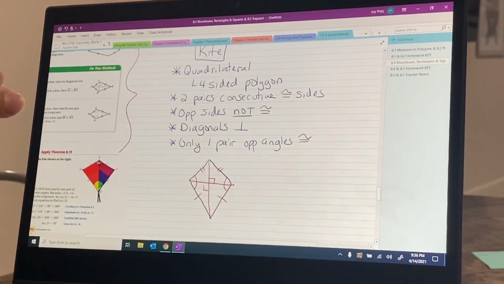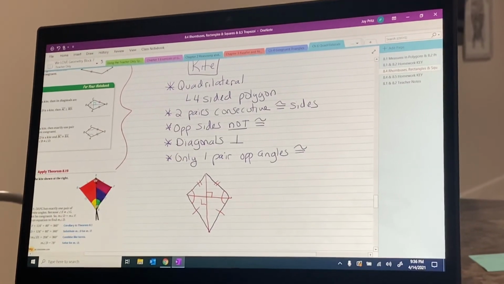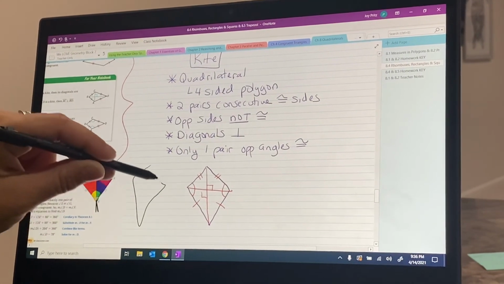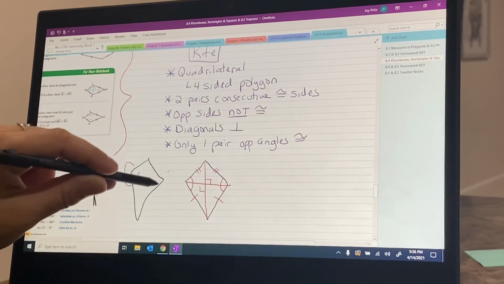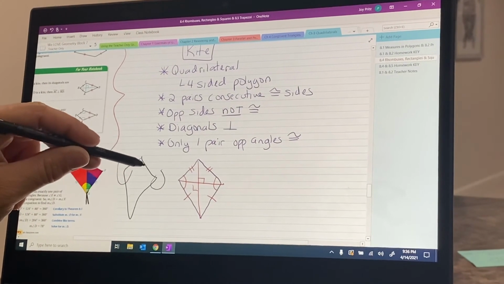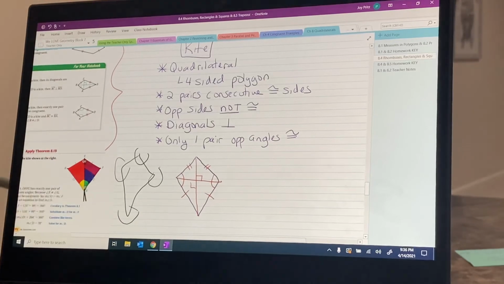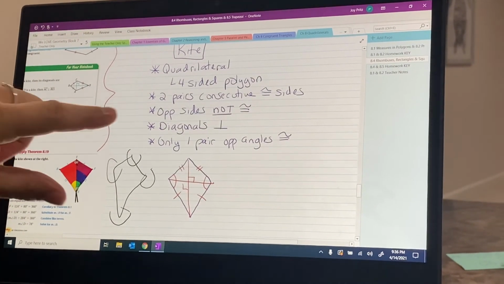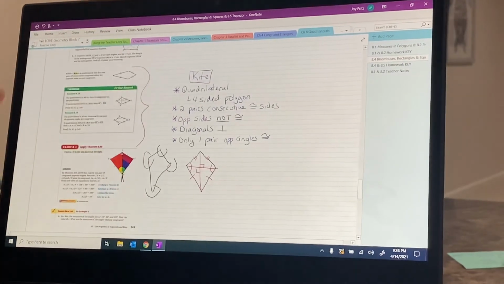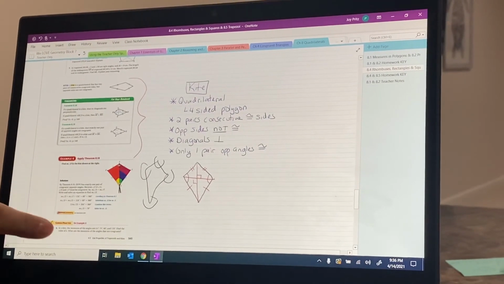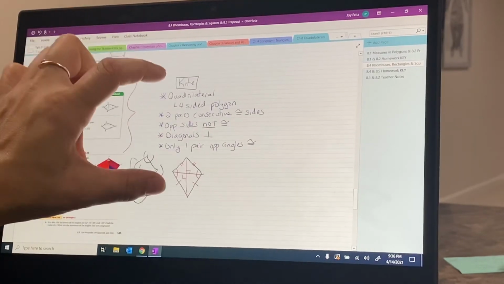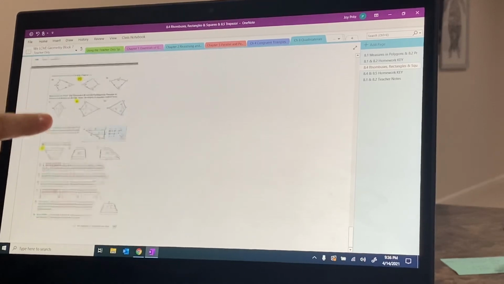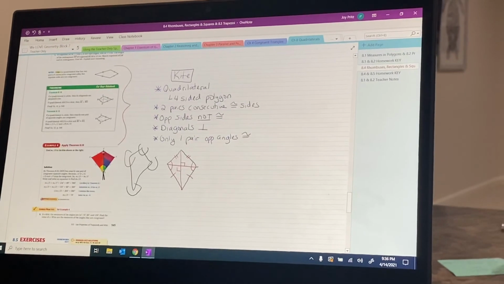Diagonals are perpendicular, and there's only one pair of opposite angles congruent. Typically, when you have a very traditional kite, these two are the ones that are congruent. Typically, this angle and this angle are the ones that are not congruent. And if you just look at that, that should make sense to you. So a kite is kind of a standalone. It's very different than a lot of the other figures that we were talking about. But again, these are the features that I want you to know. So again, there's some problems here that I'd like you to do using those characteristics, and I need you to let me know if you have any questions.